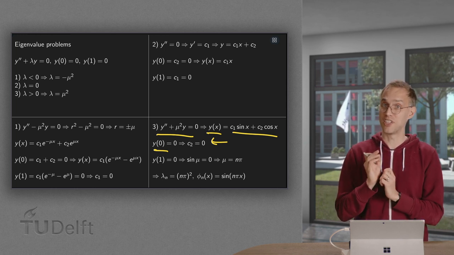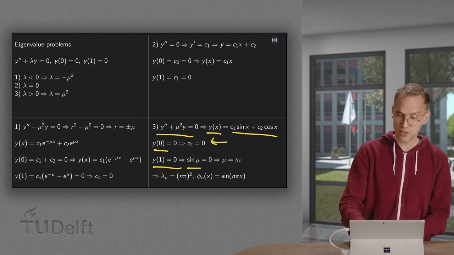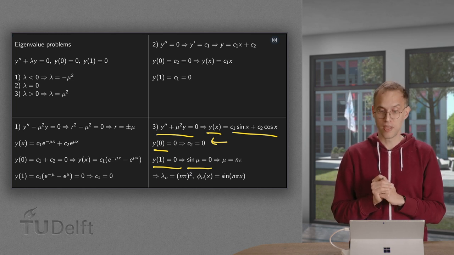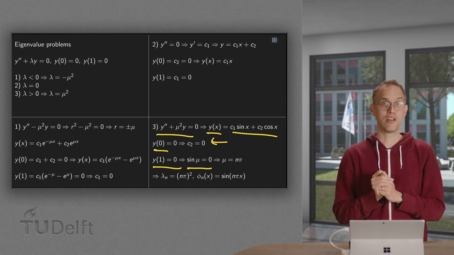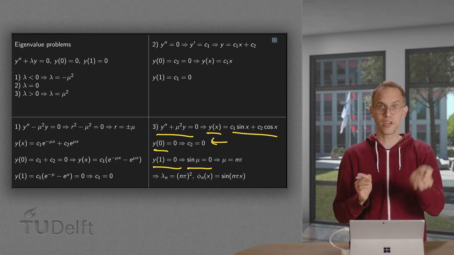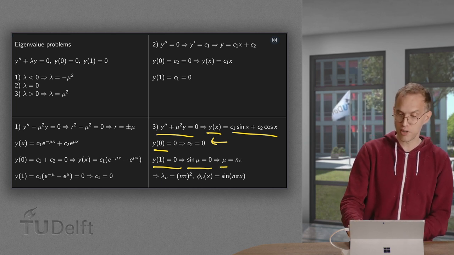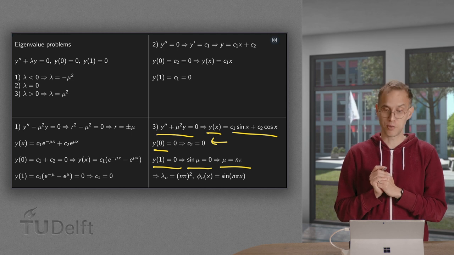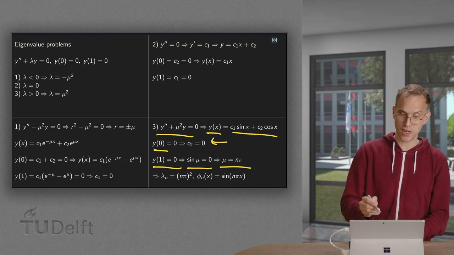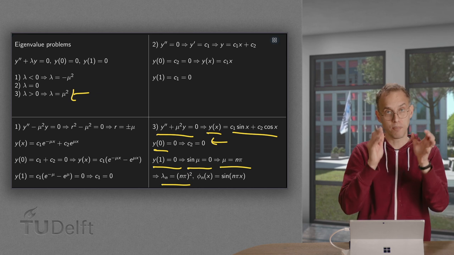Let's see what happens with the second condition, y at 1 equals 0. That means that we have sine of mu equals 0, but now we find something non-trivial. Because we can satisfy the equation sine of mu equals 0 if we pick, for example, mu equals pi or 2 pi or 3 pi. So we now find non-trivial solutions, mu equals n times pi, with n equals 1, 2, 3 and so on. And if we set mu equals n pi, then lambda equals mu squared. So lambda n is (n pi) squared.